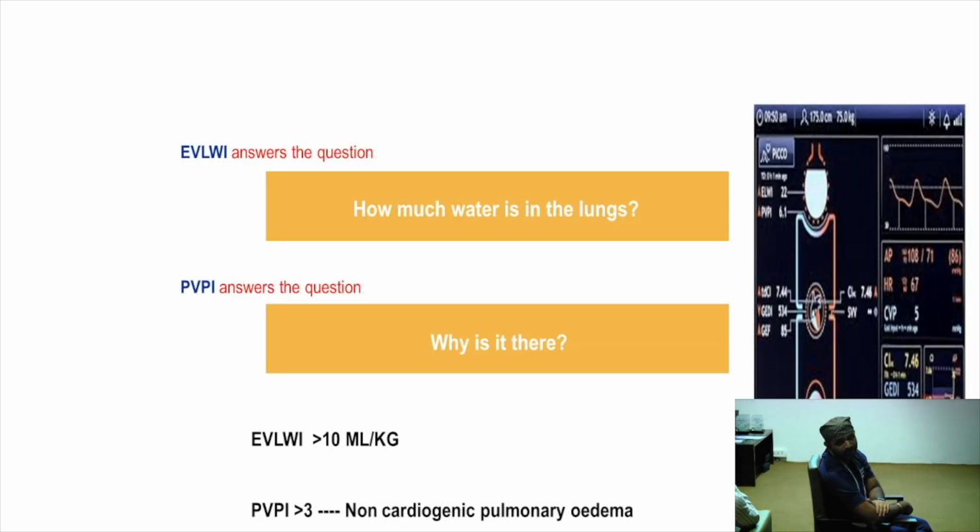Another way to know what kind of fluid is in the lung is, if you have a hemodynamic monitoring device, same thing I told you, PiCCO or FloTrac, you can get this. There is something called the extravascular lung water index, which will tell you how much water is there in the lungs. If it is more than 10 ml per kg, that means he's got pulmonary edema. Then there is another index called the pulmonary vascular permeability index. If it is more than 3, it indicates ARDS-induced pulmonary edema. If it is less than 3, it is cardiogenic pulmonary edema. It just guides you regarding what kind of pulmonary edema.